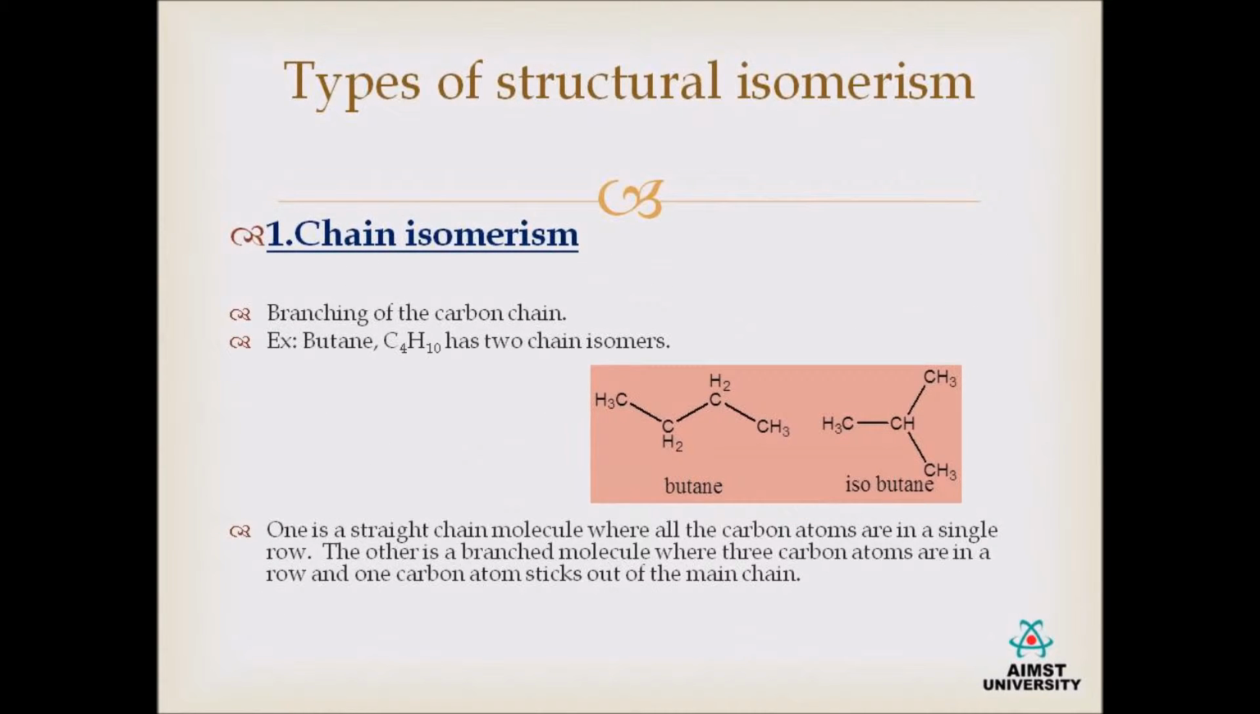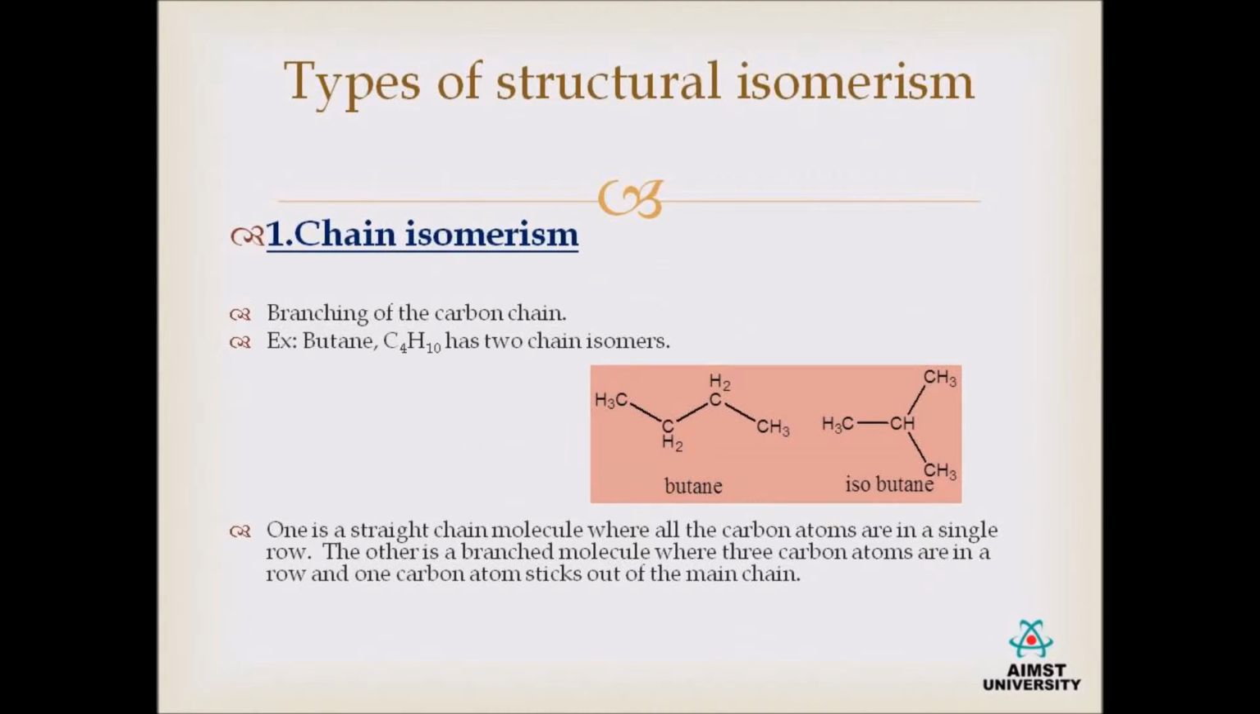Now, let us see the types of structural isomerism. The first one is chain isomerism. Branching will occur in the carbon chain. Example, butane C4H10 has two chain isomers.